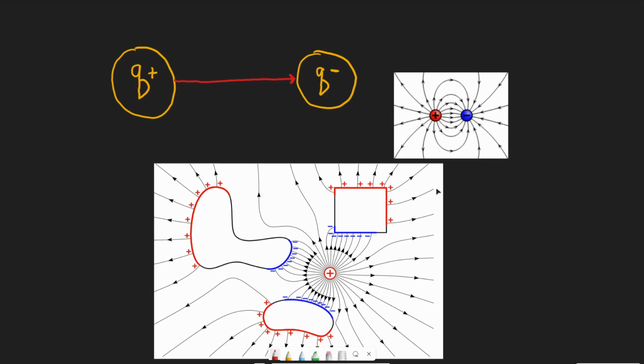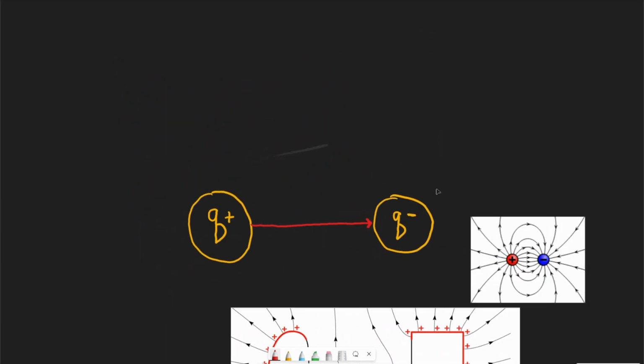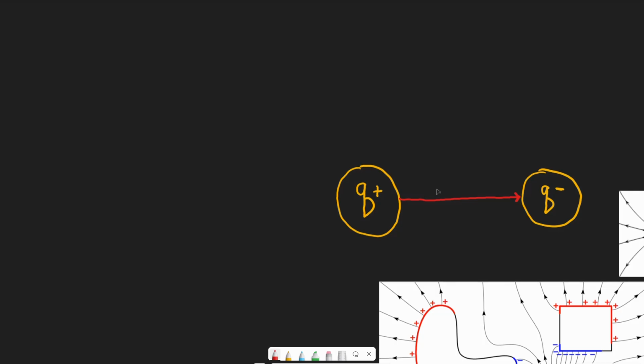And so doing this quantitatively is not on the table for the MCAT, at least as far as point charges go. Now, there is one scenario where we will need to know how to do this for the MCAT, and that's what we call a uniform electric field. And so let's say instead of a point charge like this, let's say we've got two plates. We've got plate 1, and we've got plate 2. And this plate is positively charged, and this plate is going to be negatively charged.